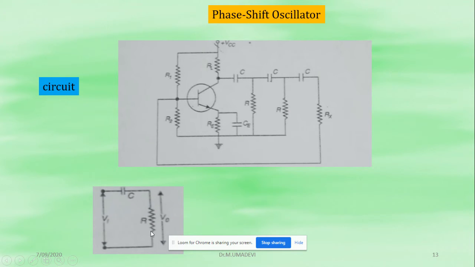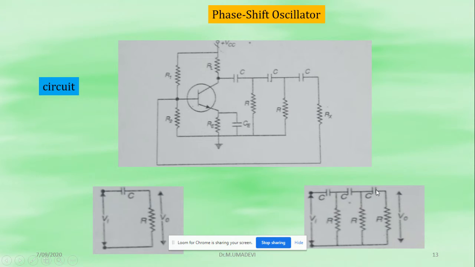And this is a single stage RC network. Single stage means it consists of only one R and one C, and VI is the input and V0 is the output. And this is a three stage RC network, that is RC, RC, RC, VI is the input and V0 is the output. We'll see the working in the next slide.